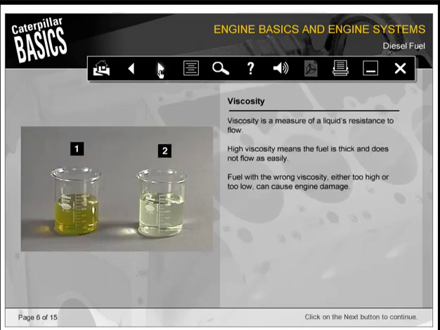Viscosity is a measure of a liquid's resistance to flow. High viscosity means the fuel is thick and does not flow as easily. Fuel with the wrong viscosity, either too high or too low, can cause engine damage.